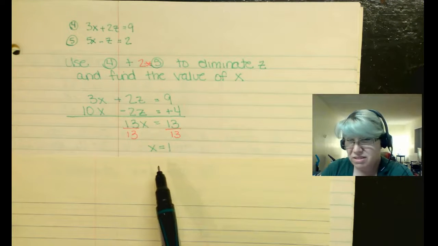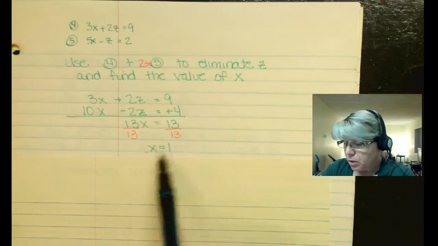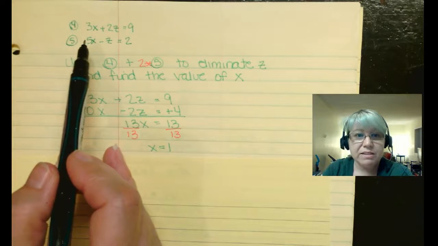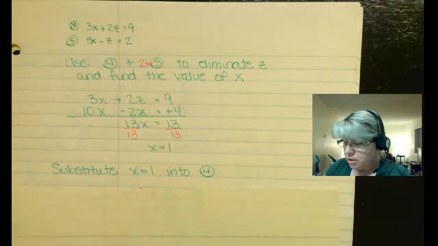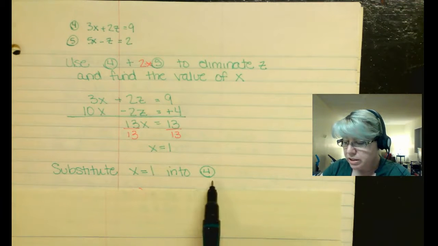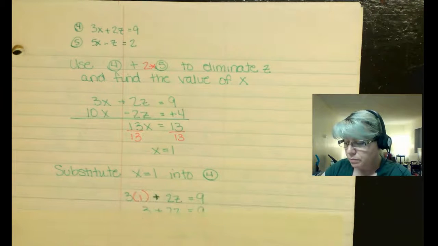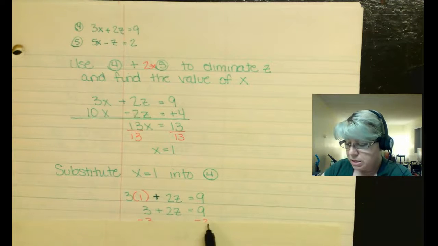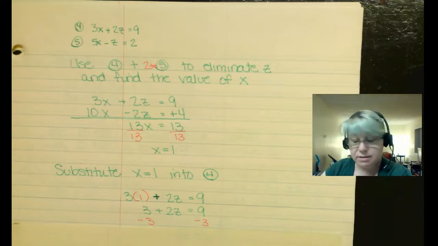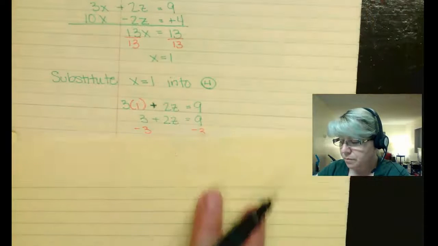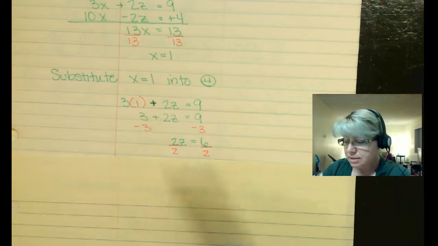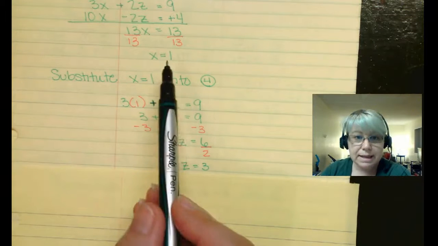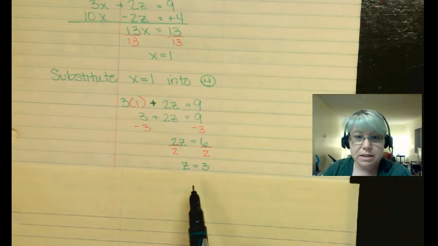So what do we do now? Well, we can plug what x is into either 4 or 5 and solve for z. So let's go ahead and substitute x equals 1 in the fourth equation. Well, 3 times 1 plus 2z equals 9. 3 plus 2z equals 9. Subtract 3 from both sides. 2z equals 6. Divide by 2. z equals 3.